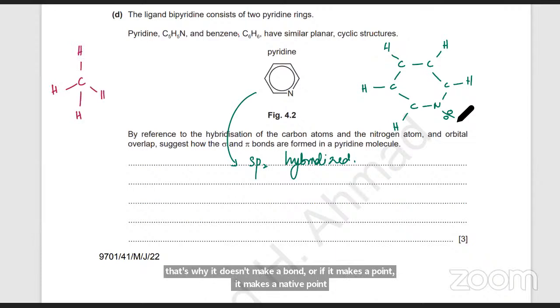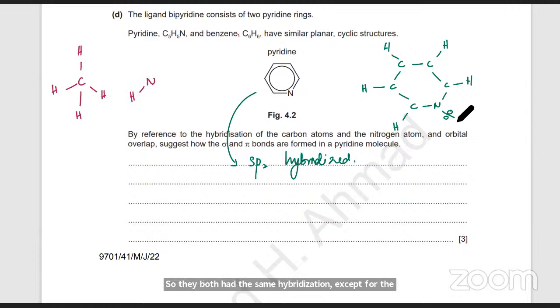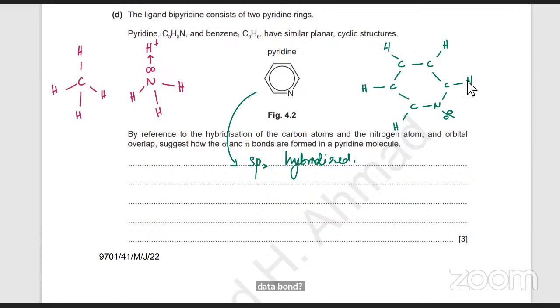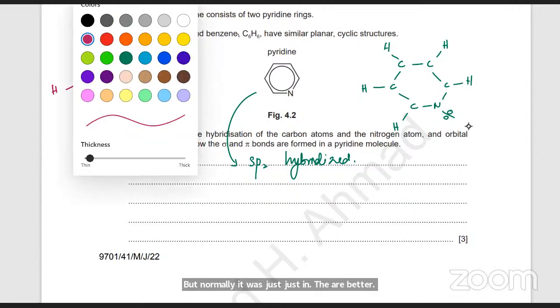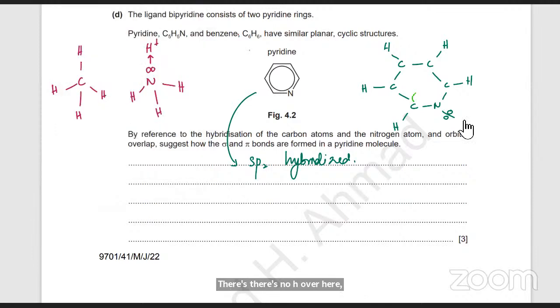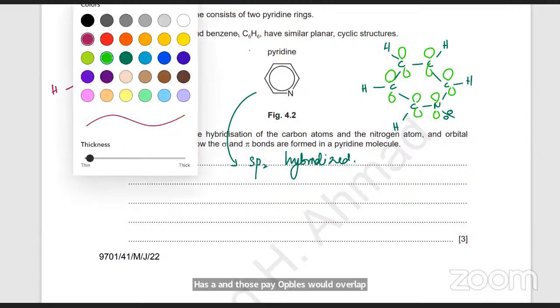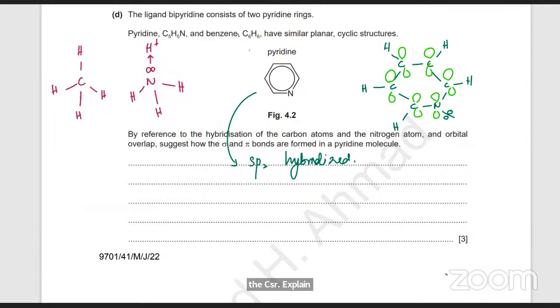So they both had the same hybridization, except for the fact that the N's fourth side was already full, which could end up forming a dative bond, but normally it was just N. There's no H over here. So since they're forming a ring, each one of them has a spare p orbital, and those p orbitals would overlap. You have to explain all of this, it's just 3 marks. So, all of them are sp2 hybridized.